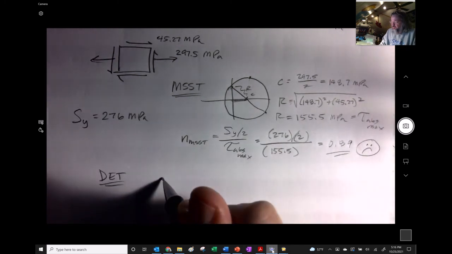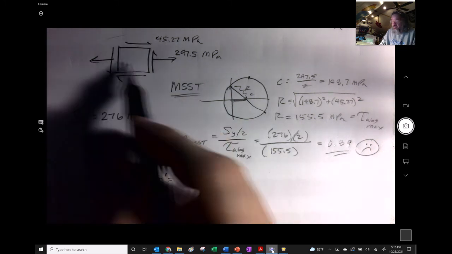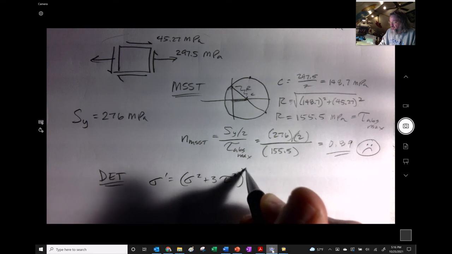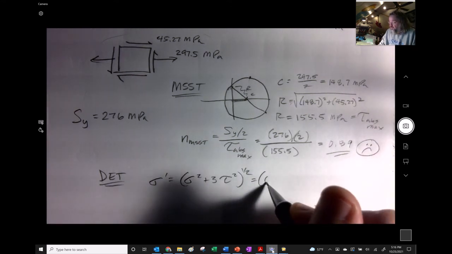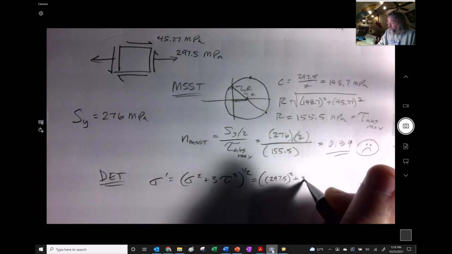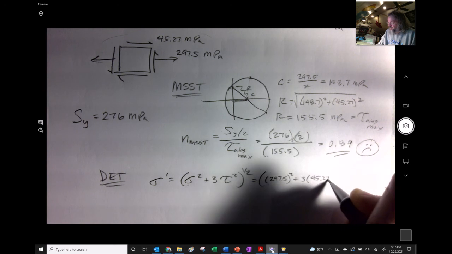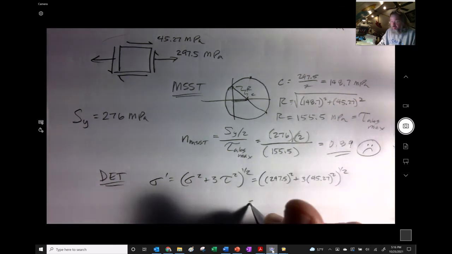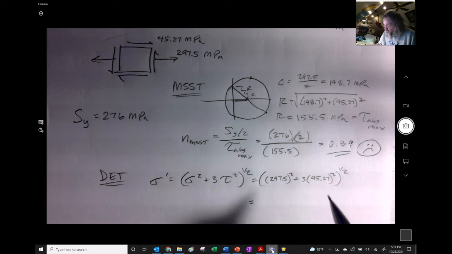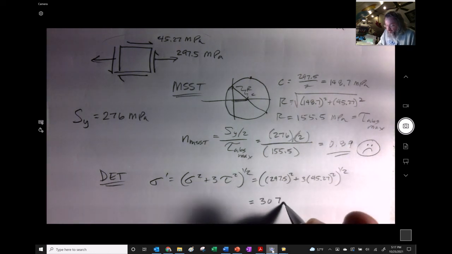Much easier to do once you get to this spot right here, because all you need is this equation right here, right? So you get the 297.5 squared plus 3 times our 45.27 squared, and take the square root of the whole thing. And we'll get a von Mises stress of 297.5 squared, 45.27 squared times 3, take the square root of the whole thing, and I get 307.7.